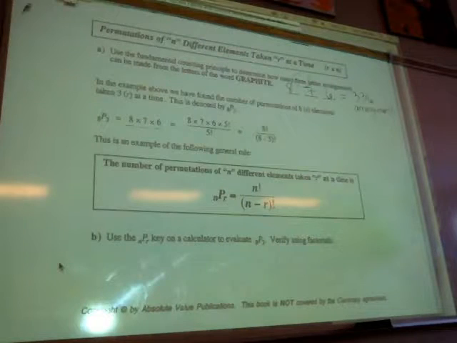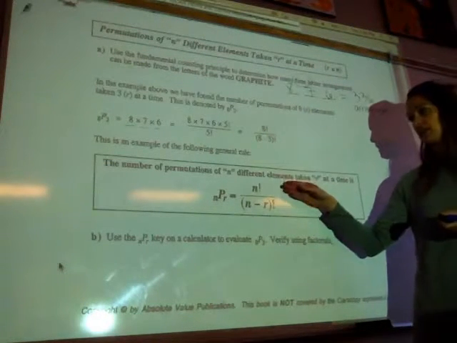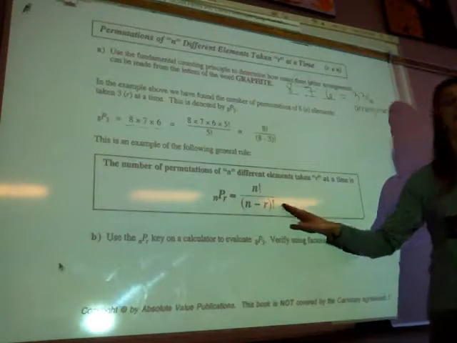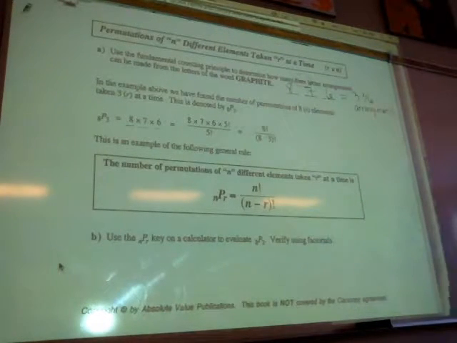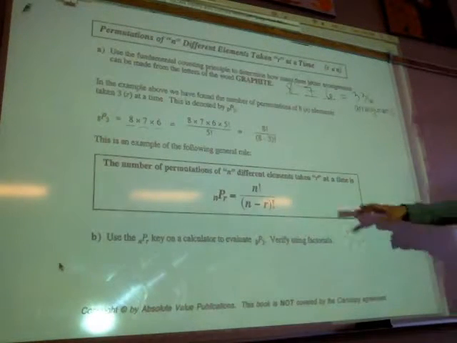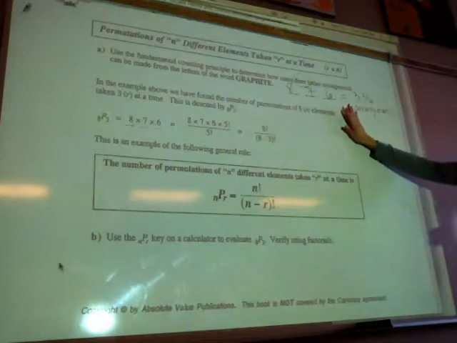The number of permutations of n elements taken r at a time is given as n factorial divided by n minus r factorial. So it's just a little shortcut when you're given really big numbers or a lot of different elements you have to take at a time. You can just plug it in this rather than going through the whole thing.